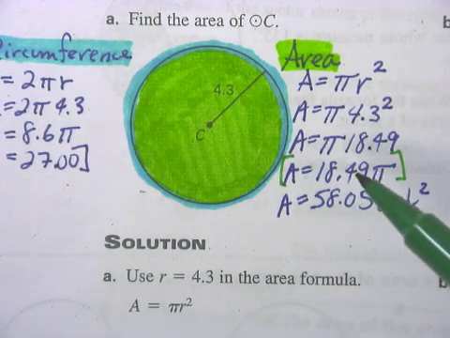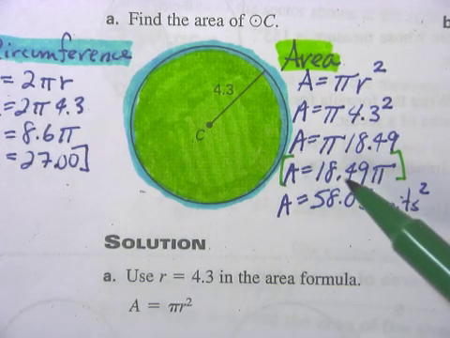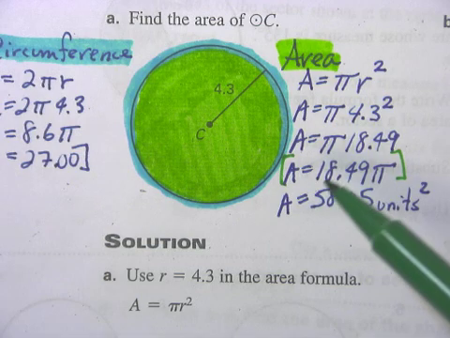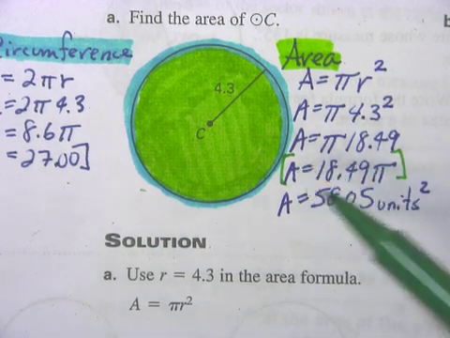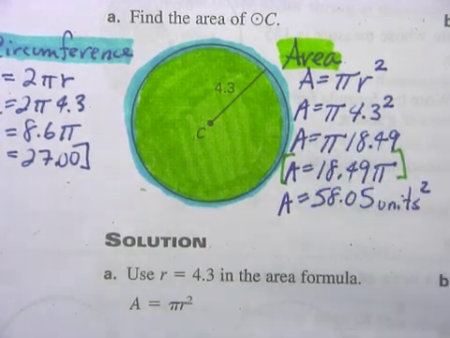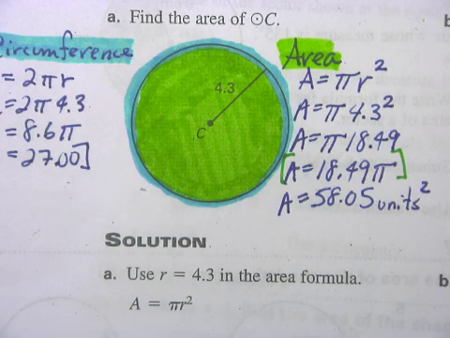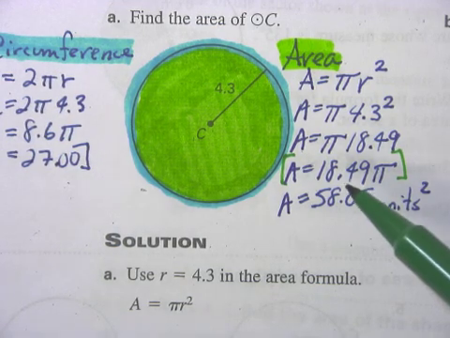And of course, I have my pi here. Of course, I like to have my number before the variable. And here again, so my area is 18.49 pi. And look at that, I have my area in terms of pi. Again, just like the circumference, this has some very good uses, and we'll get to that later.